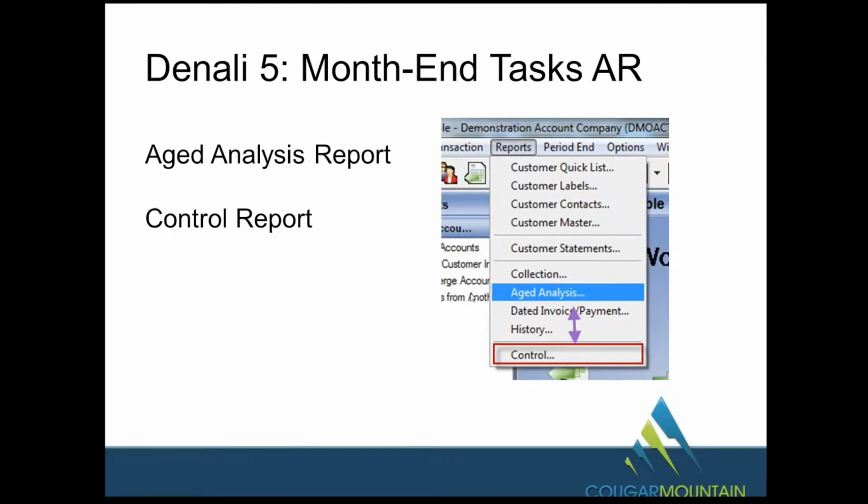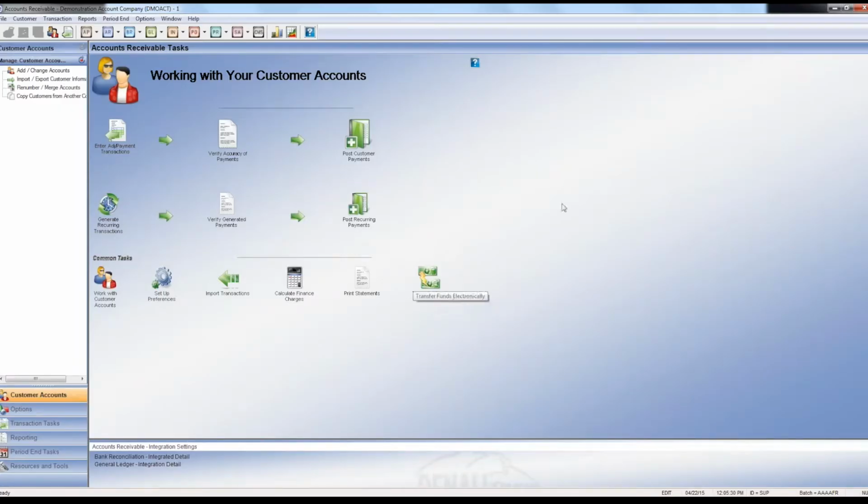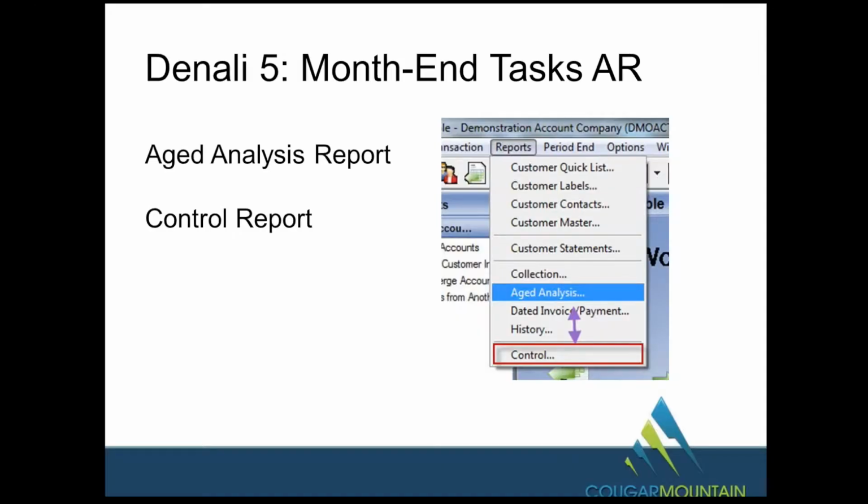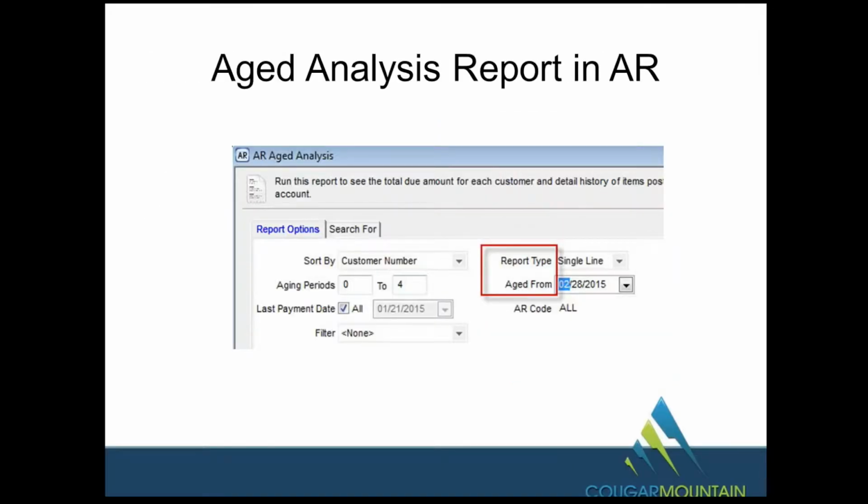All right, once we've calculated the finance charge, the next step in accounts receivable is the actual checks and balances for the accounts receivable module itself. So we want to make sure that we take care of our monthly maintenance for accounts receivable. The first thing we want to run is going to be our aged analysis report.